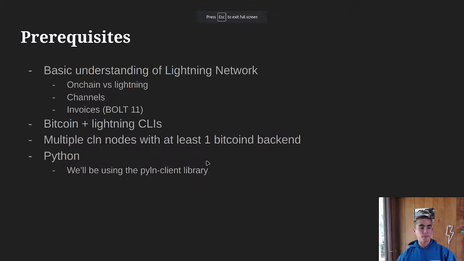And so for this workshop, it would be ideal if you have some understanding of the Lightning Network, kind of like the differences between on-chain and Lightning, an understanding of channels, invoices. We're really not going to do too much with this stuff, but it's just nice to know what you're working with. You're going to need some understanding of the Bitcoin and Lightning CLIs, at least one Lightning node and one Bitcoin backend. And then we're going to be using the pyln-client library. So if you have some knowledge of Python, that would be helpful, but it's all going to be pretty simple code.